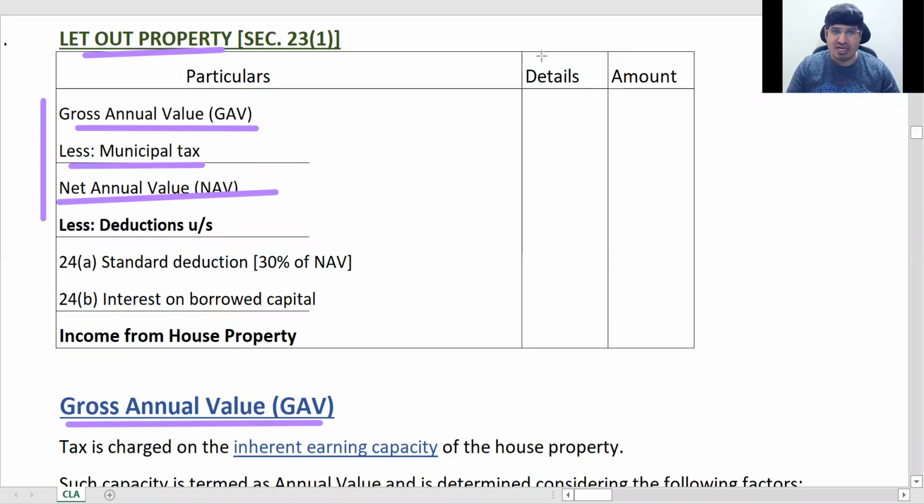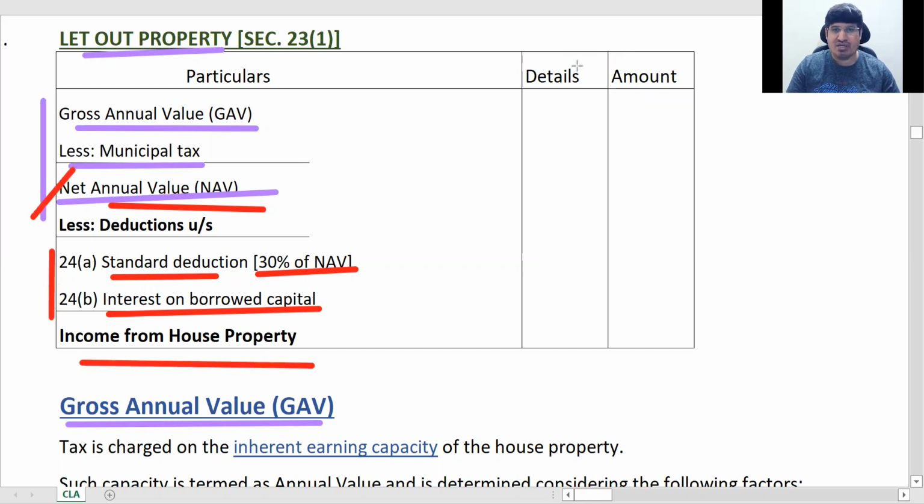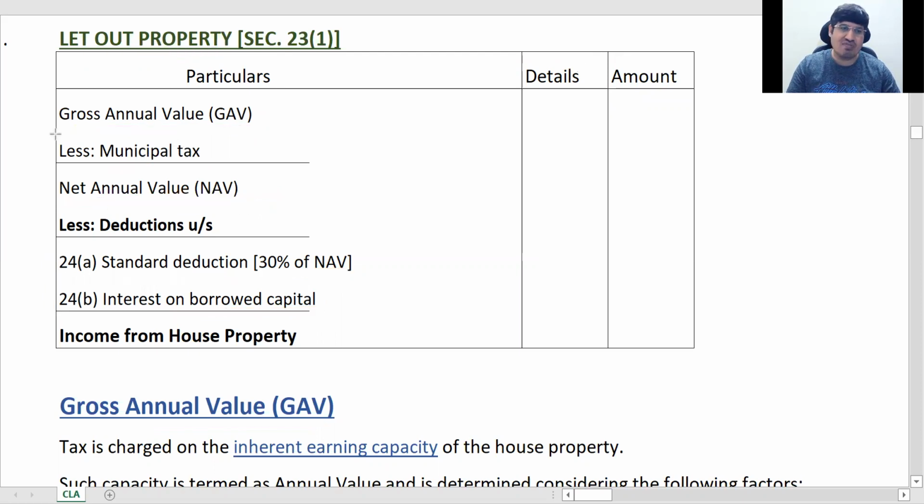Okay, then there are 2 deductions. One is standard deduction, flat 30% of NAV, then interest on borrowed capital. So these 2 deductions you deduct from this and you get income from house property. Right. So you'll be seeing this format more and more in future. Let's first talk about GAV.